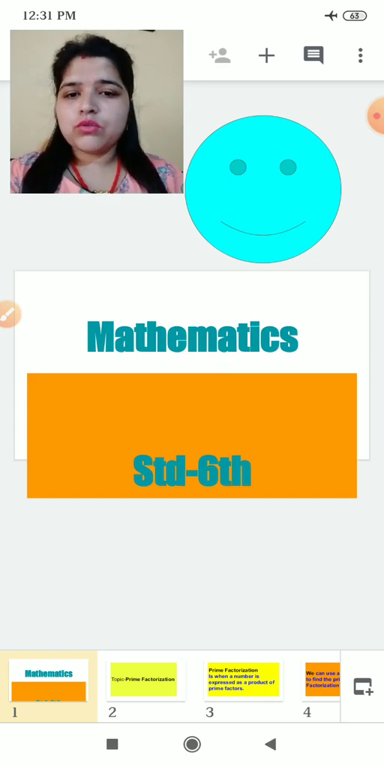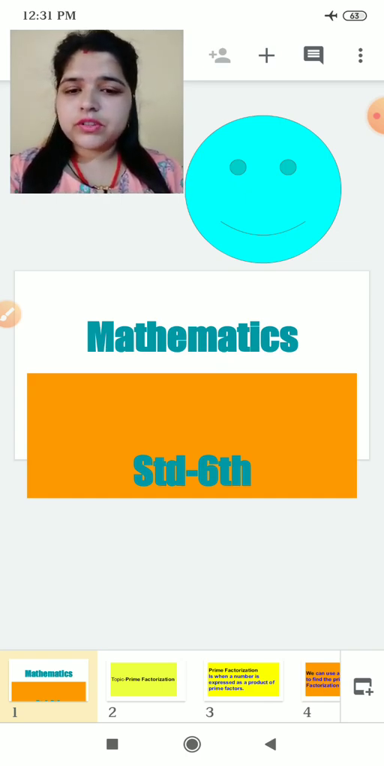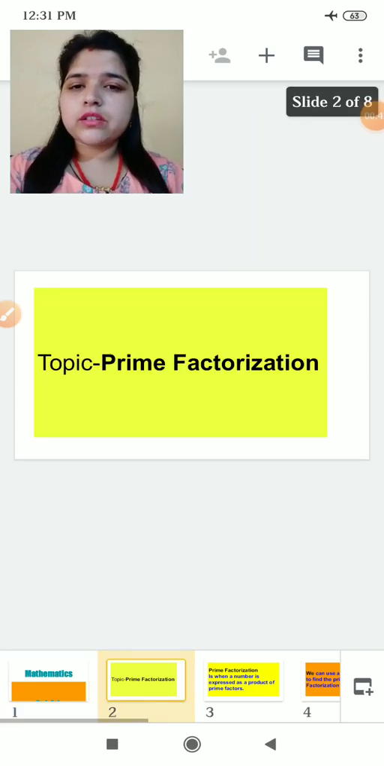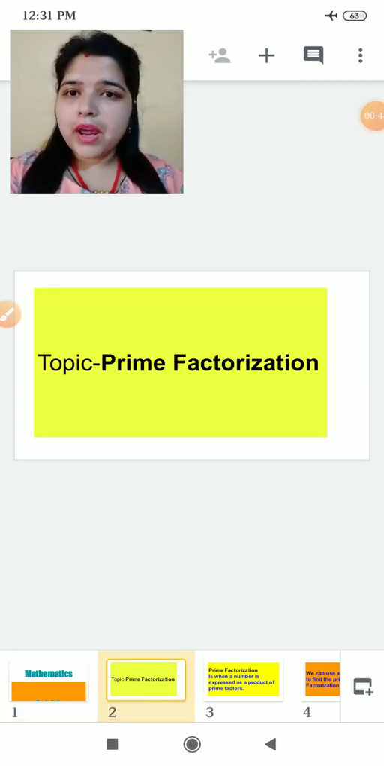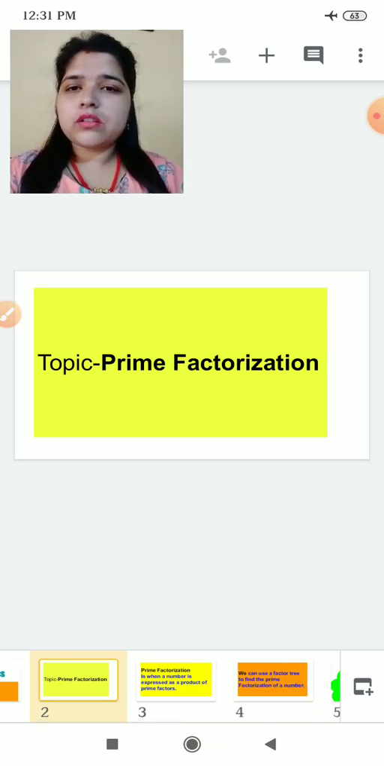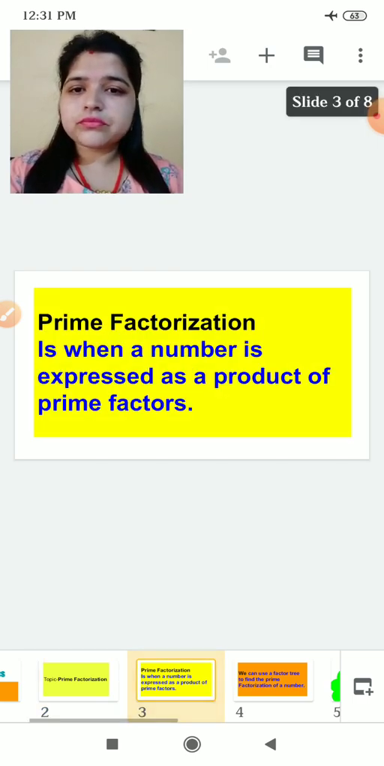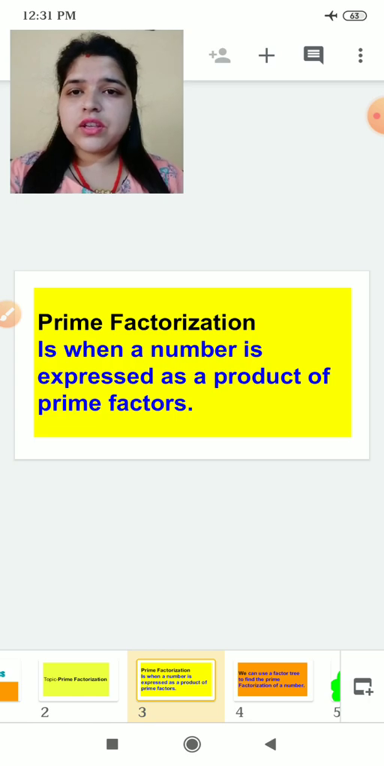Okay. So today I am going to start with the same chapter, that is playing with numbers. We will continue that chapter, and today I am going to start your topic, that is prime factorization. Before starting the questions for this topic, let us see what prime factorization is. Prime factorization is when a number is expressed as a product of prime factors.